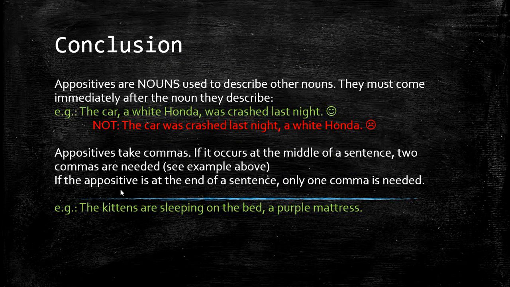So in conclusion, appositives are nouns that are used to describe other nouns. They must come immediately after the noun they describe. For example, here I have: The car, a white Honda, was crashed last night. You notice the appositive is coming right after car because that's what I'm describing.